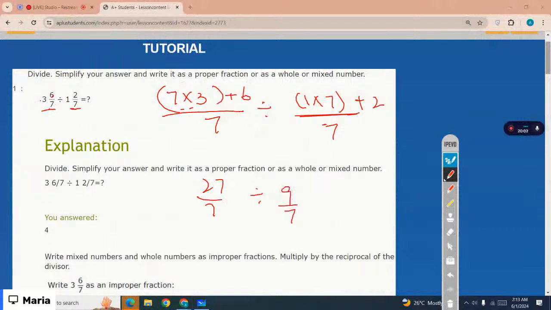So simply change the division sign to multiplication and after that it would be 7 over 9. 7 cancels, and 9 times 3 is 27. So the answer is 3. Got it? The only thing you have to do is, first, convert them to improper fractions.